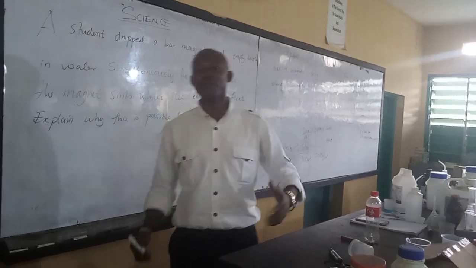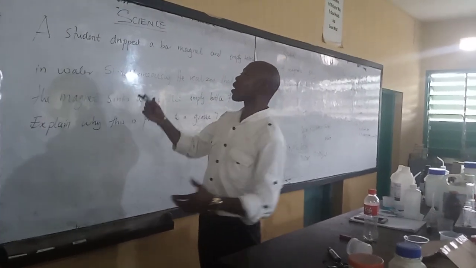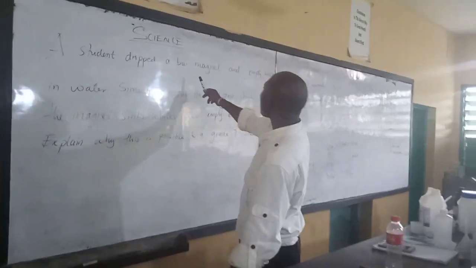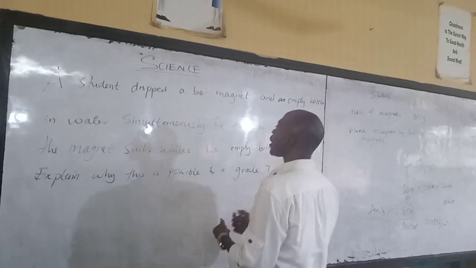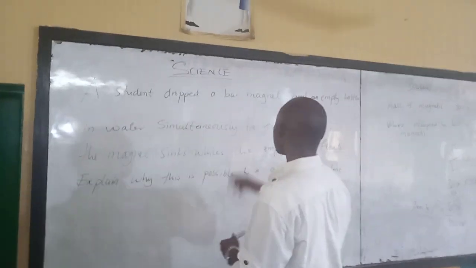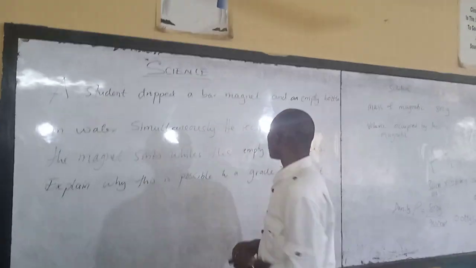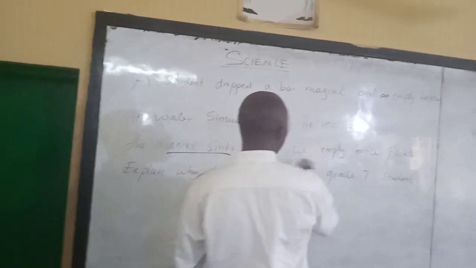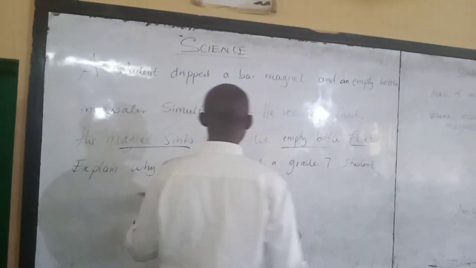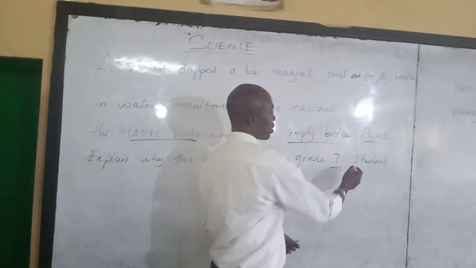This is a science class, in case we are being confronted with a scenario like this. A student dropped a bar magnet and an empty bottle in the water simultaneously. He realized that the bar magnet sinks while the empty bottle floats. How will I explain this to a grade 7 child?